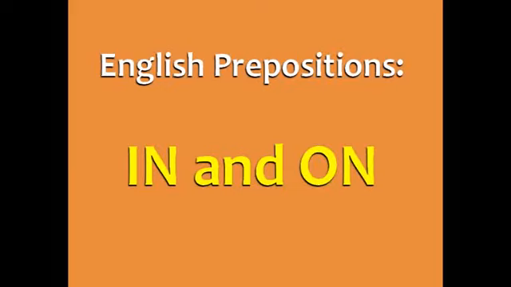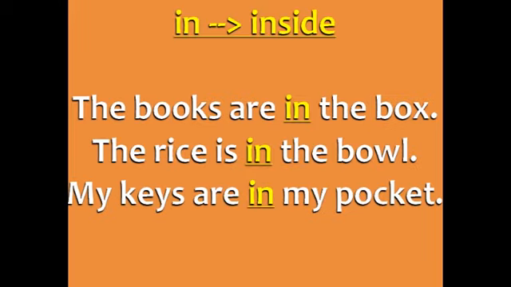English prepositions, difference between in and on. Use in when something is inside an enclosed space with limits. For example, the books are in the box. The rice is in the bowl. My keys are in my pocket.